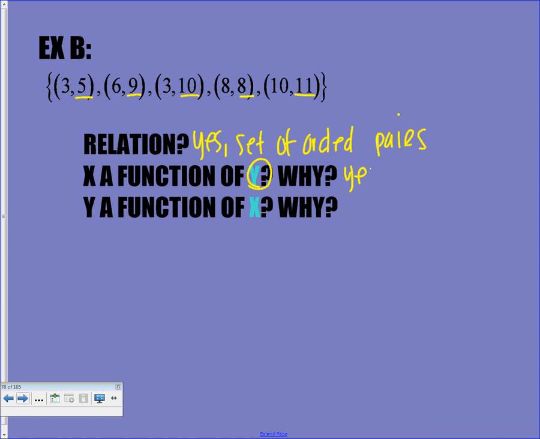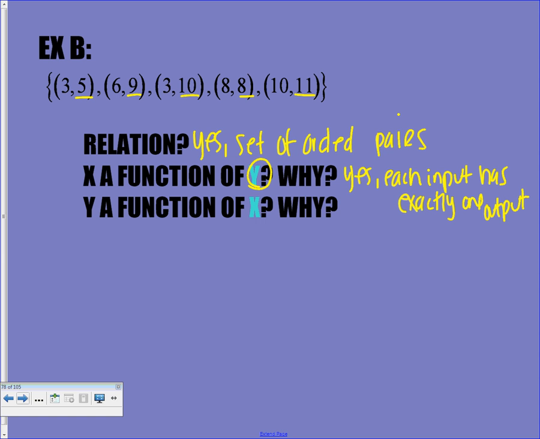So yes, and we'll say each input has exactly one output. Okay, and you'll have pretty much that same reason every time you say yes. The only time you have a difference is maybe a no. So let's see what this next part says.